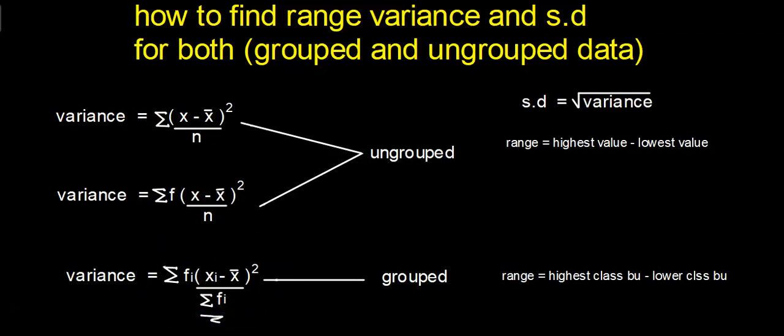And the formula for the standard deviation will be the square root of the variance. As you can see, this is the easy formula. All you have to do is take the square root of the variance. And for range, we have two formulas. For ungrouped data, it will be the highest value minus the lowest value. And for grouped data, it will be the highest class boundary minus the lowest class boundary. So these are all of the formulas that you need in order to get the range, variance, and standard deviation.